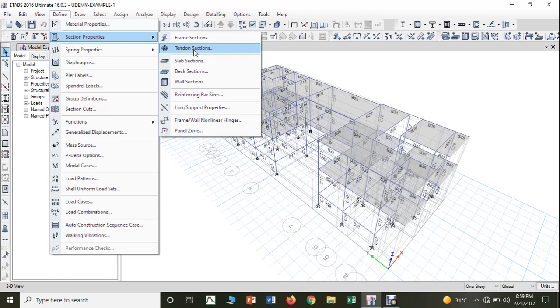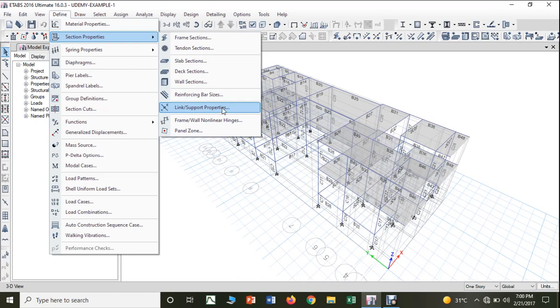After that you have four more properties: reinforcing bar sizes, link or support properties, frame bar wall non-linear hinges, and panel zone. Now I'm not going to explain those in detail, because these four properties will be useful when we go to the higher level of designs. But you should be in a position to understand the meaning of these properties and where they will be useful, because we are going to solve them.